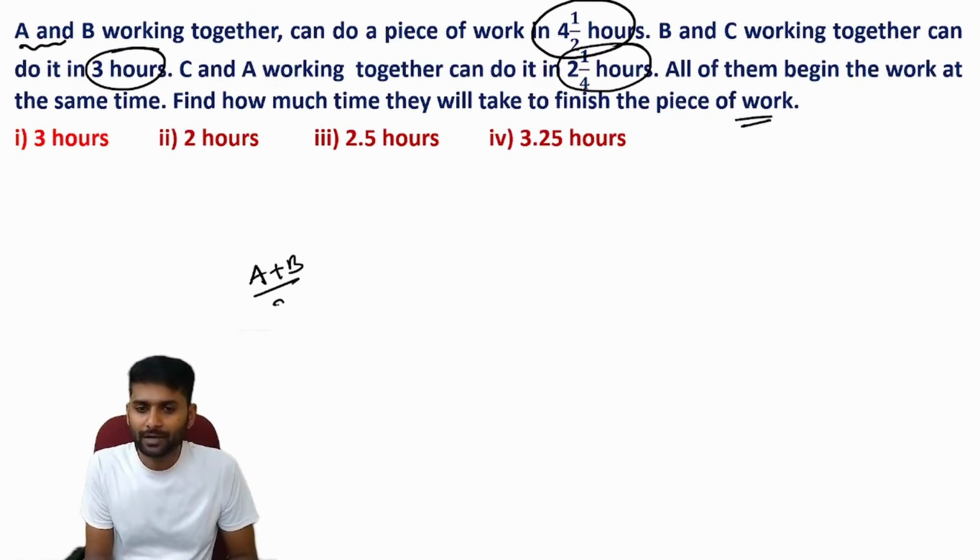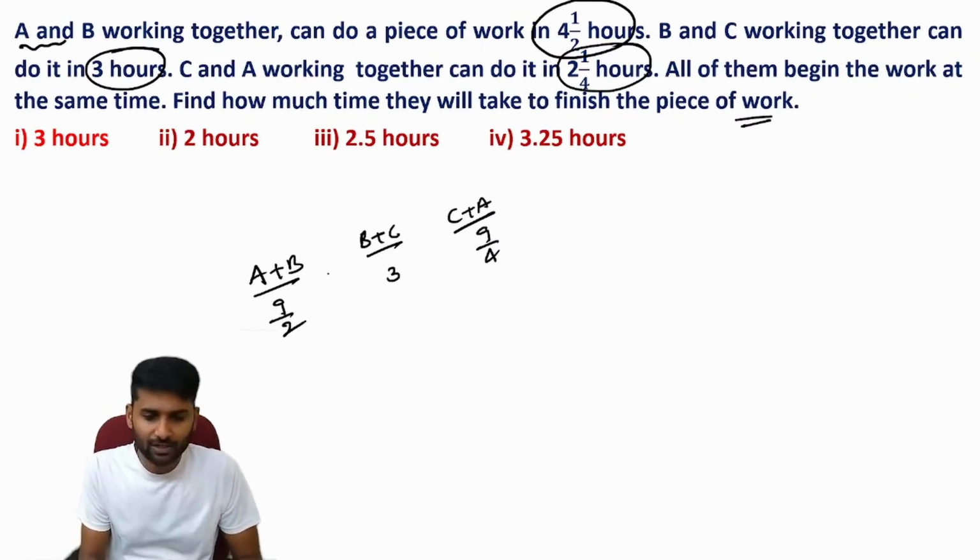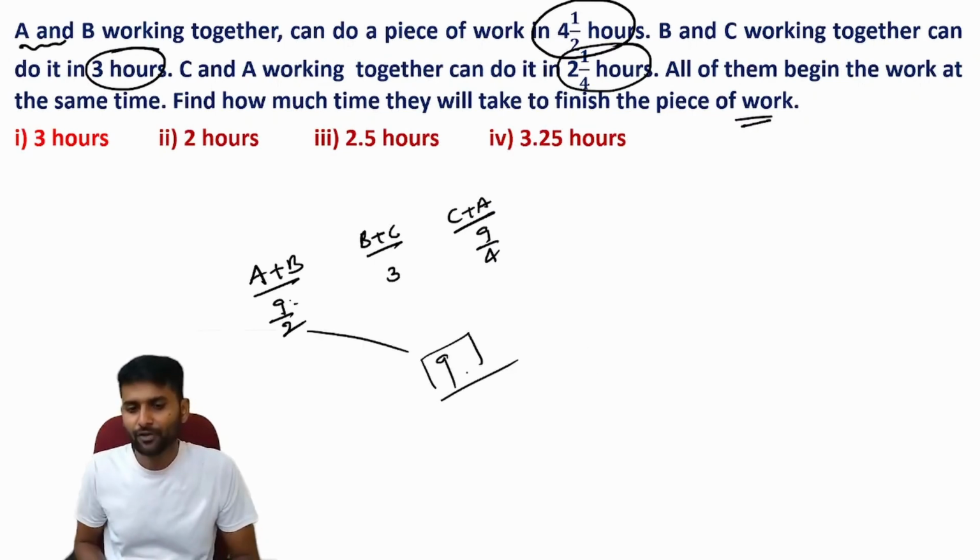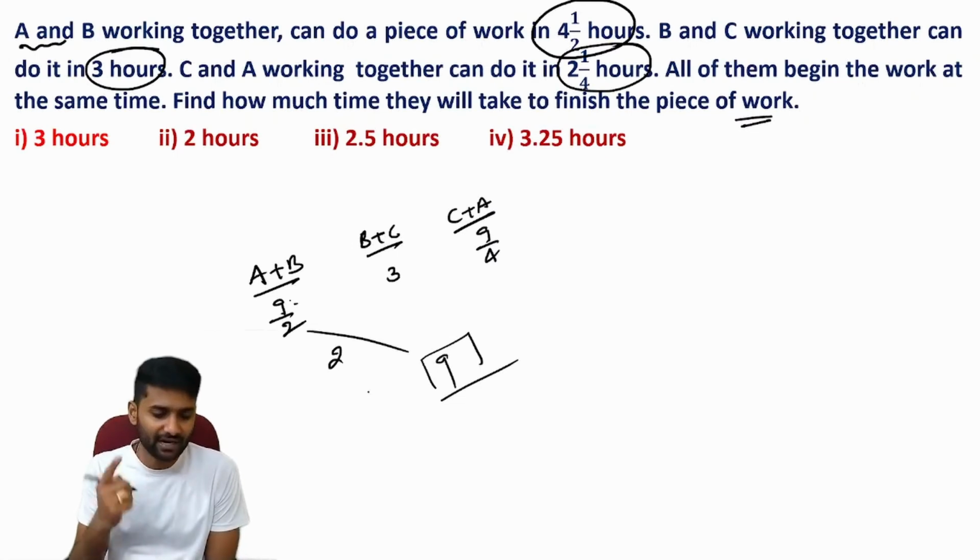AB 4 1 by 2 is all about 9 by 2 hours. BC is 3 hours. CA is 2 1 by 4, is all about 9 by 4 hours. Now, don't focus on the denominator values, focus on the numerator: 9, 3, 9. Total number of units for this work is 9 units. If you are assigning AB together, they will complete it, exactly 2 units. 9 divided by 9 by 2, you will get 2 on top.